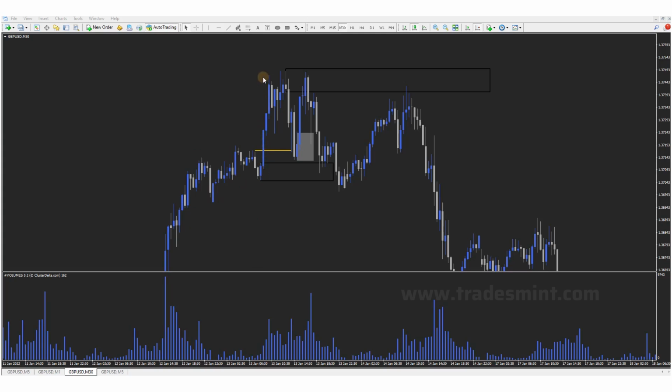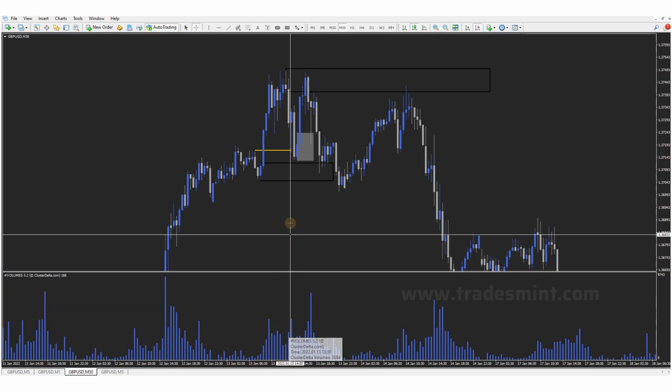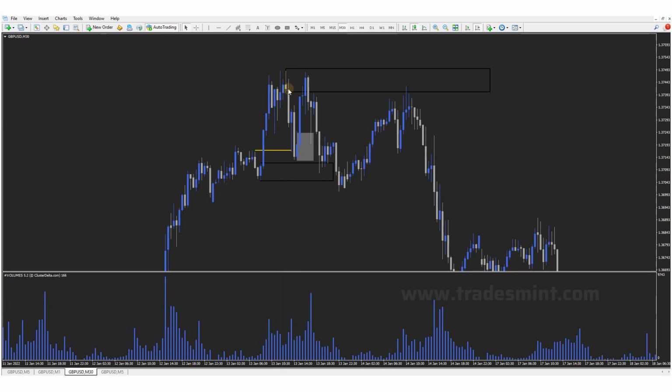Price was delivered to the daily supply zone, and we could expect some drop. I marked here my smaller time frame supply zone. I'm just checking if this fits my criteria. So I want to see that the leg out has a bigger volume than the base. So it's confirmed, I have my supply.